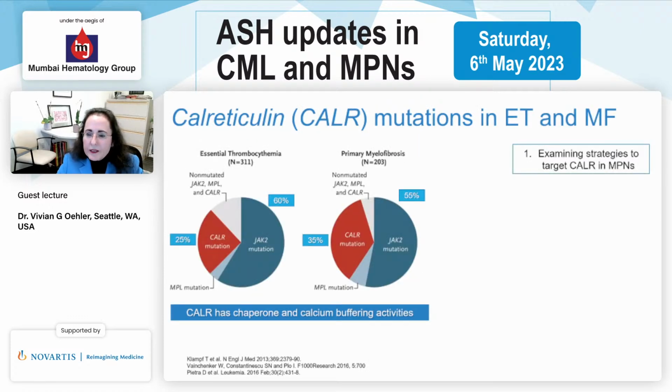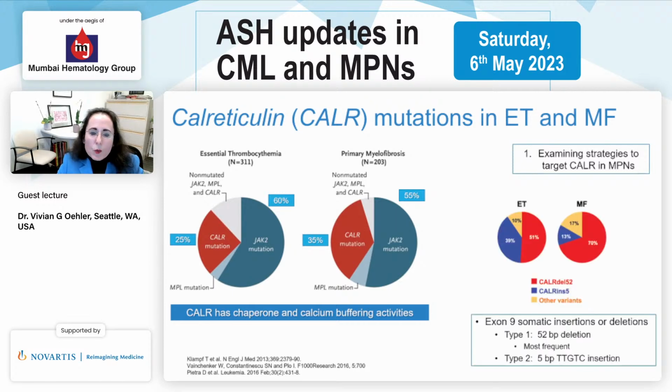Mutations in the gene for calreticulin were first identified in essential thrombocythemia and primary myelofibrosis back in 2013, and together with JAK2 and MPL are the driver mutations described in the majority of MPN patients. In this early survey paper by Klampfl and colleagues, mutations in CALR were described in about 25% of ET patients and 35% of PMF patients. There are two types of CALR mutations commonly described. The most common is the type 1 mutation, which is a deletion of 52 base pairs. And then there is also the type 2, which is a 5 base pair insertion.